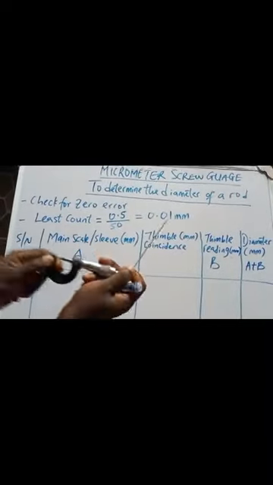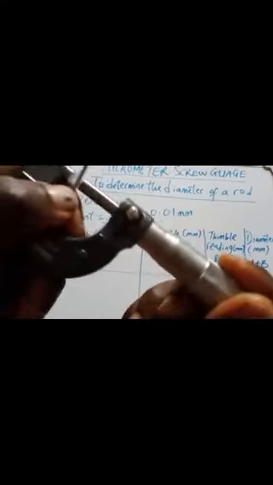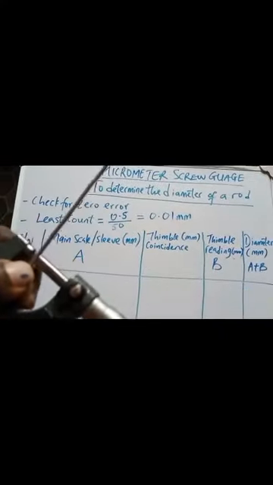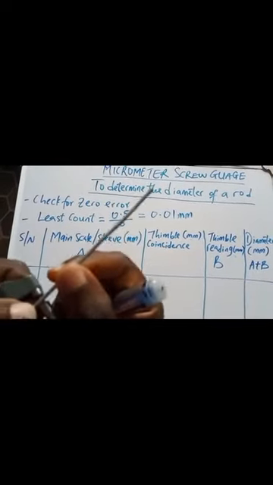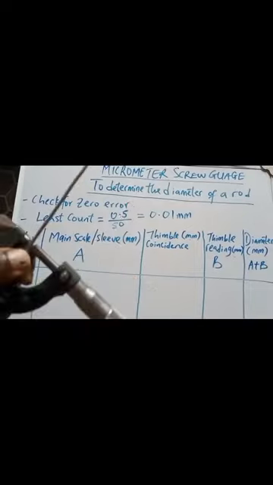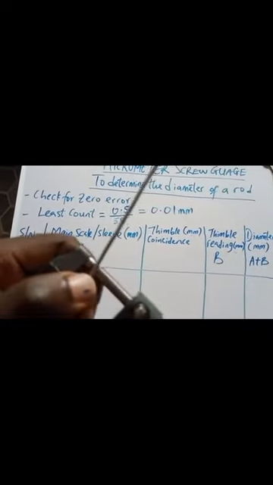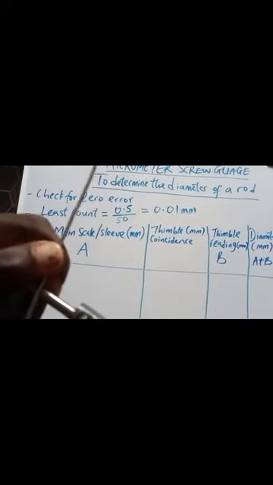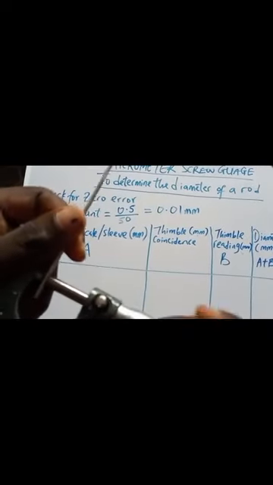I'm going to close the jaws of this micrometer screw gauge. Don't forget, I want to do it in maybe five different positions. Maybe the first time I'm closing it around this point. So I'm still trying to close, as you can see.